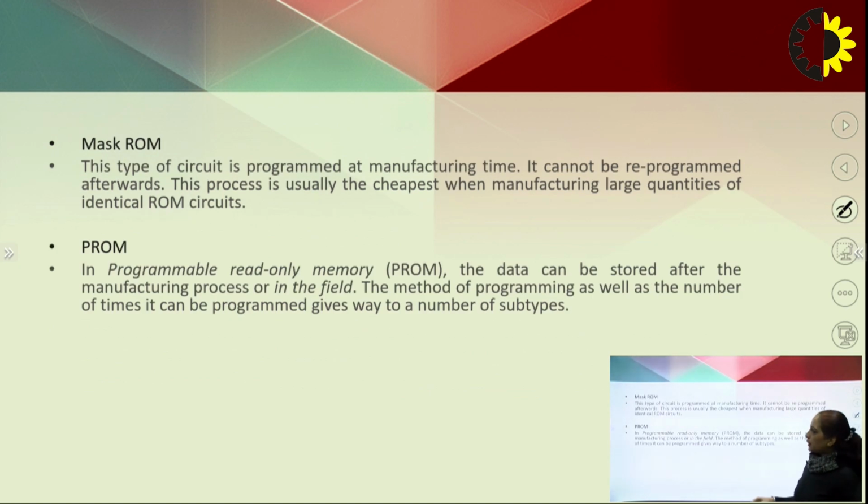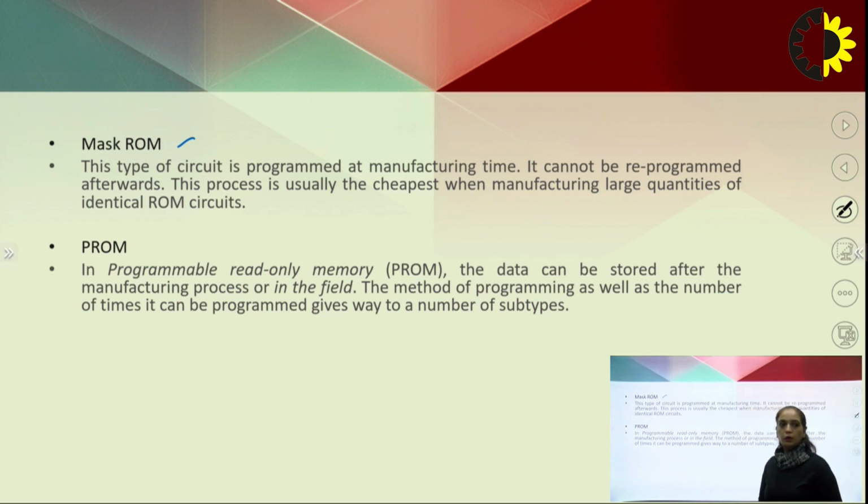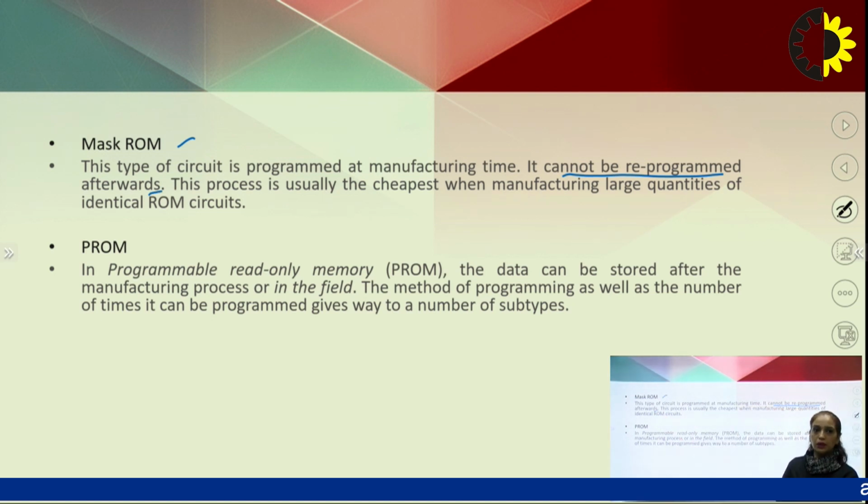The first one is the mask ROM, mask read-only memory. This type of circuit is programmed at the manufacturing time, and it cannot be reprogrammed after that. This process is usually the cheapest when the manufacturing is done for large quantities of identical ROM circuits.